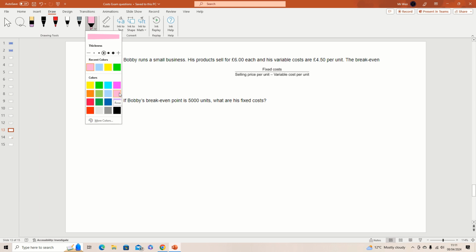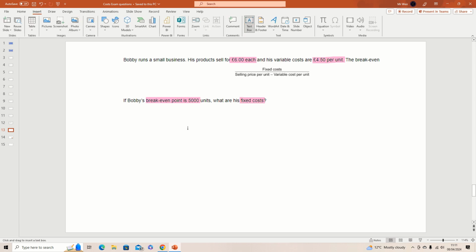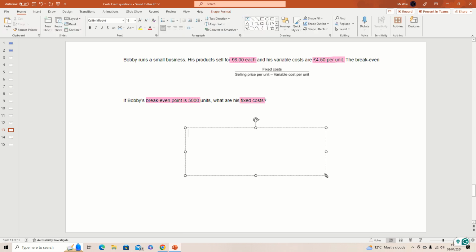So first of all, it says that Bobby runs a small business. His products sell for £6 each and his variable costs are £4.50 per unit. It tells us the break-even formula, and it says if the break-even point is 5,000, what are the fixed costs? So if we put our formula in, you need to figure out which things we need to work out.